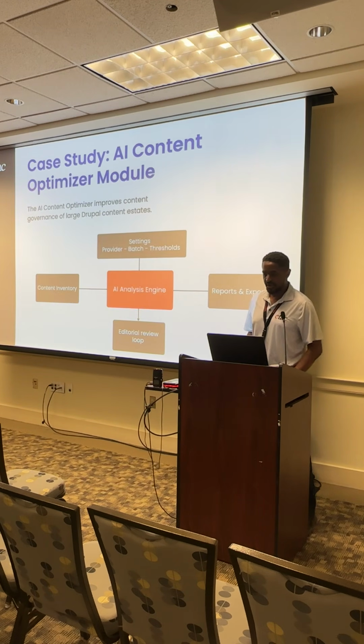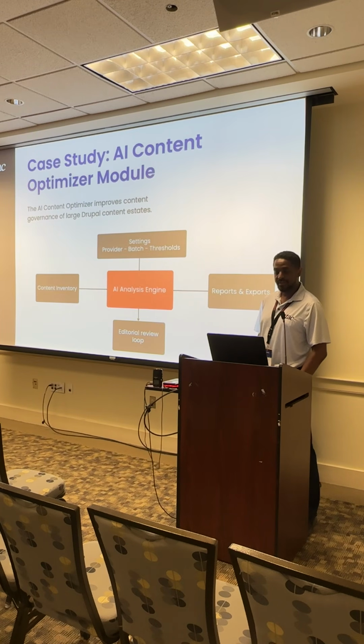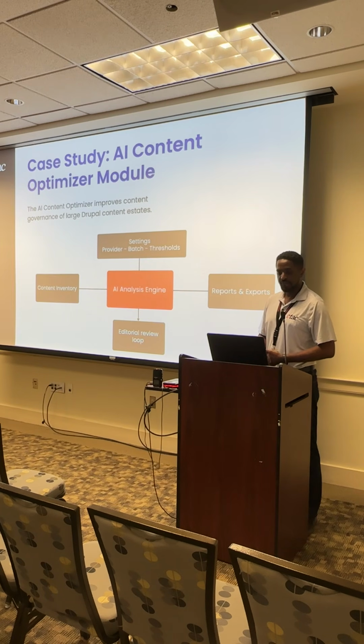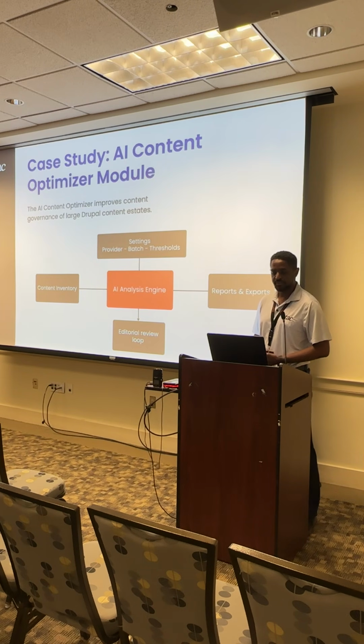And now we'll talk about our newest module that we've been working on in our Digital Innovations Lab, our AI Content Optimizer. Our Content Optimizer improves content governance on large Drupal websites. Essentially, you have a content inventory on your website. You can set all of your settings, your provider, your batching, thresholds. It will run different analysis layers and then give you reports and exports that you can use.